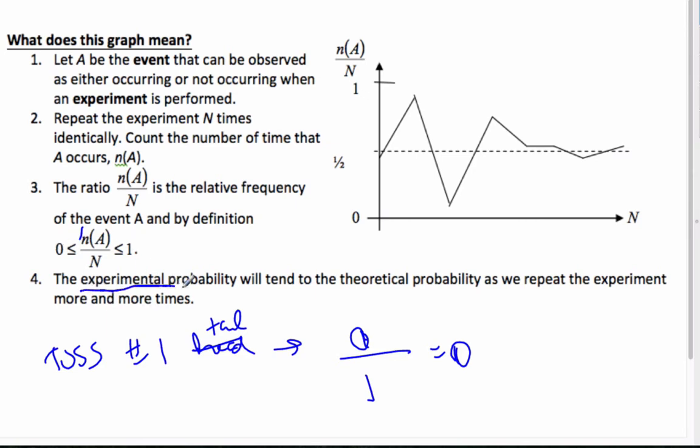And so the experimental probability will tend, as you do it more and more, to get toward the actual value of the theoretical probability as we repeat the experiment more and more times. And that's the key to experimental probability. You want to do it lots of times to get it closer and closer to the theoretical probability.